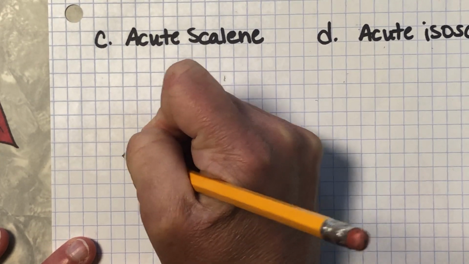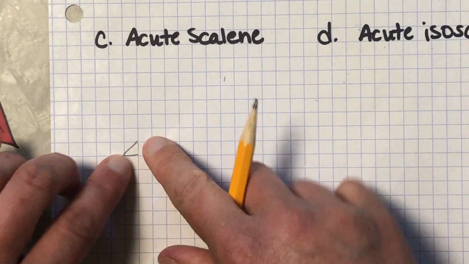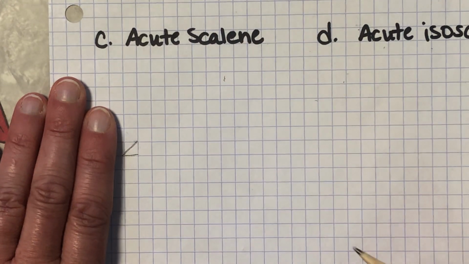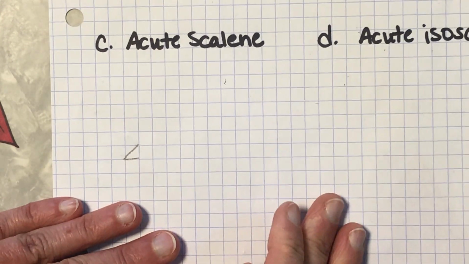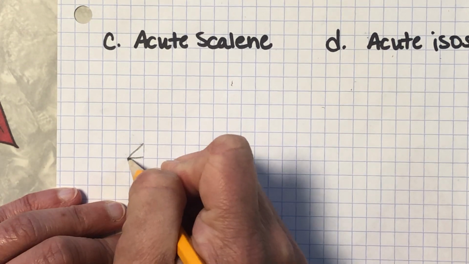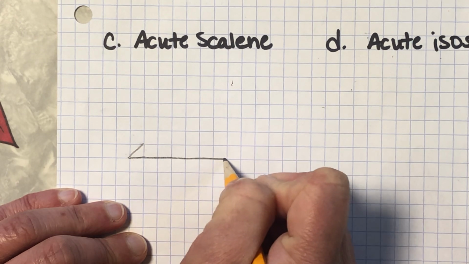I'm going to make this one like that. Look at that. Definitely an acute angle. If it were all the way up here, it would be 90 degrees, but it is not. I've also got to make sure I make the side lengths different. So I think I'll go out about 7. 1, 2, 3, 4, 5, 6, 7.